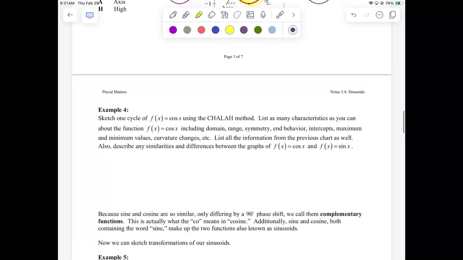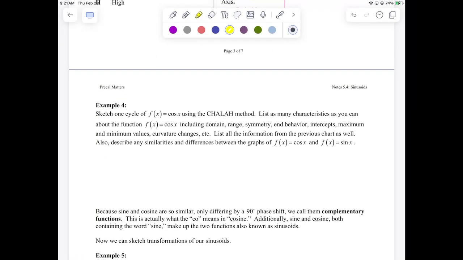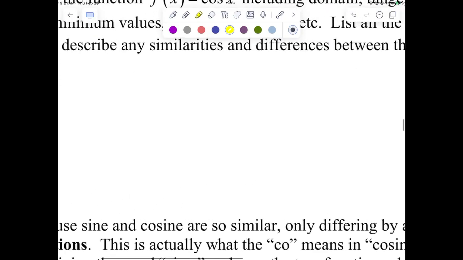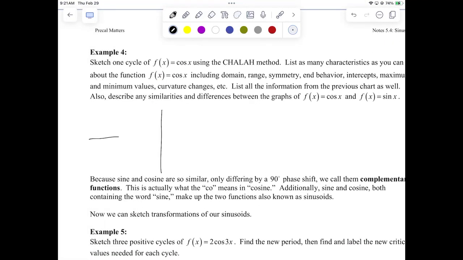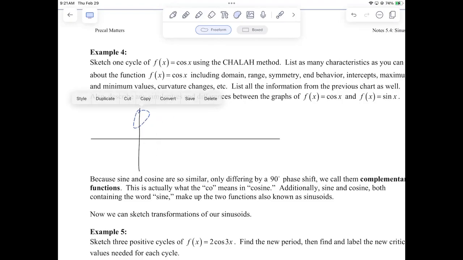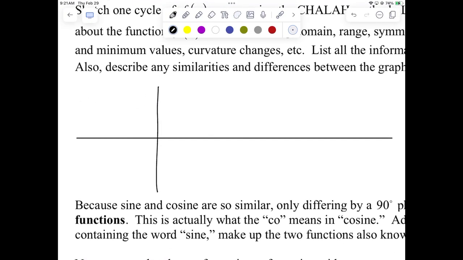So let's jump to example 4 and see if we can sketch cosine using the Chala method. I'm going to give myself a y-axis, and an x-axis that goes out pretty far. Maybe not that far. We need some room to write. Okay, I'm going to scoot this over. All right, cosine, like sine, hits a high point of 1 and hits a low point of -1. So you can put those on there right there.